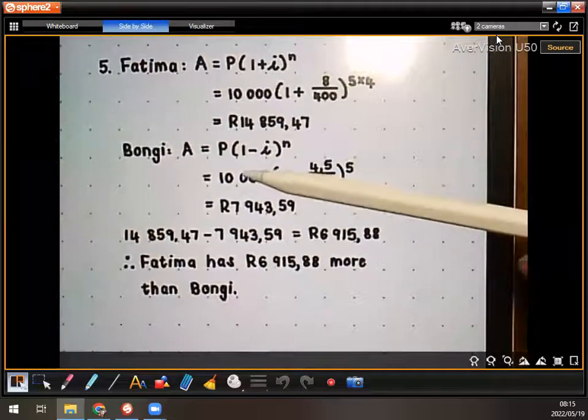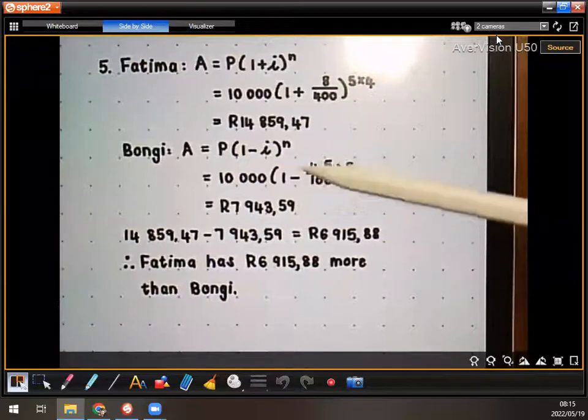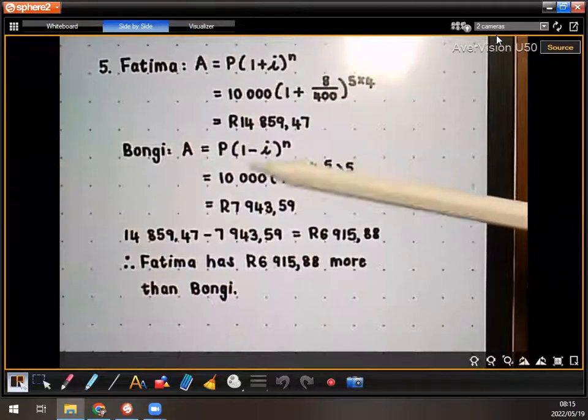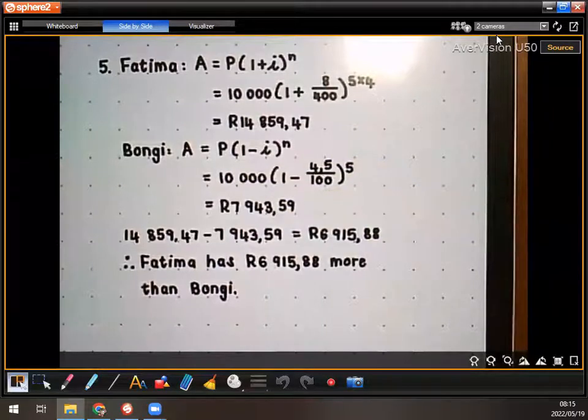If they ask you how much money Bongi lost, you would take the 10,000 and minus the amount that it was worth at the end. Because obviously the money was 10,000, now it's 7,000. So that was a loss there.